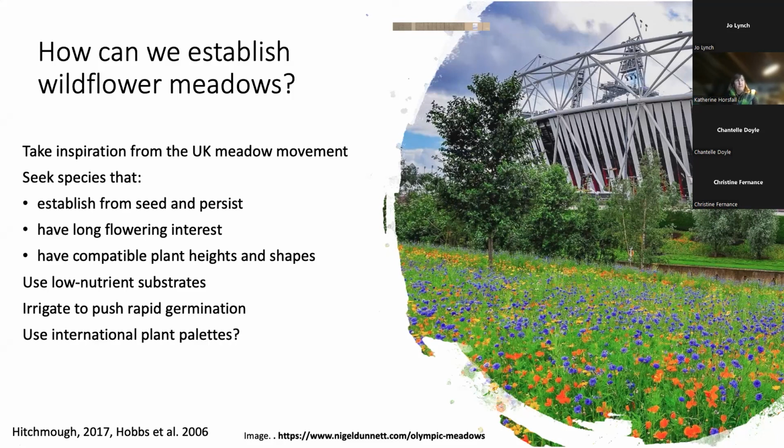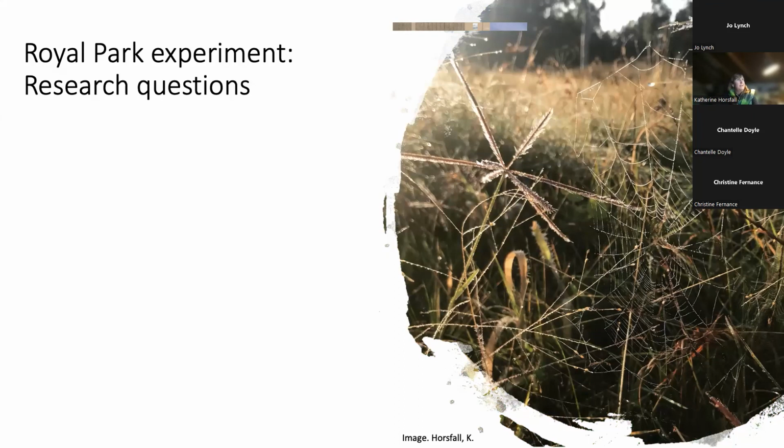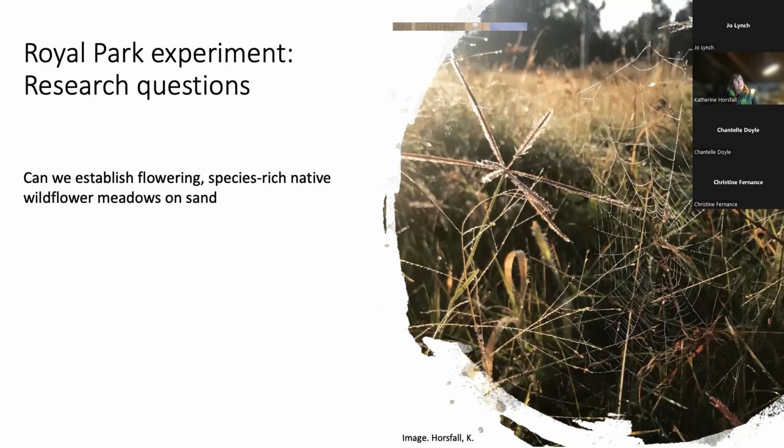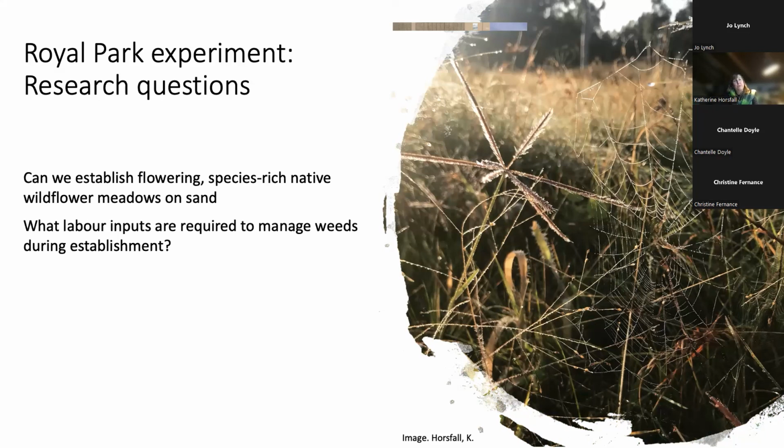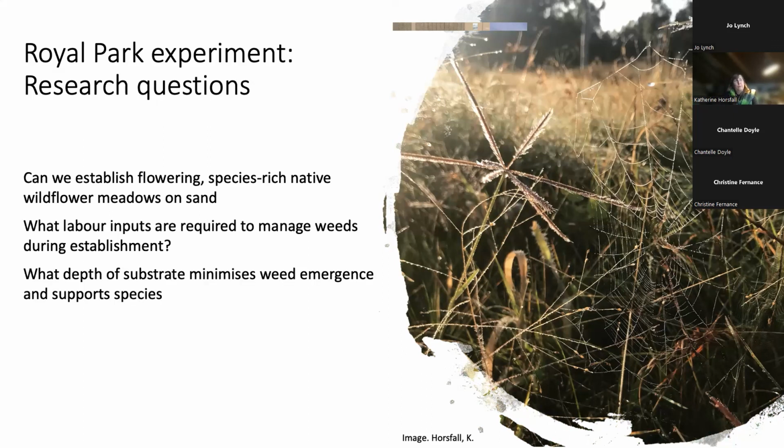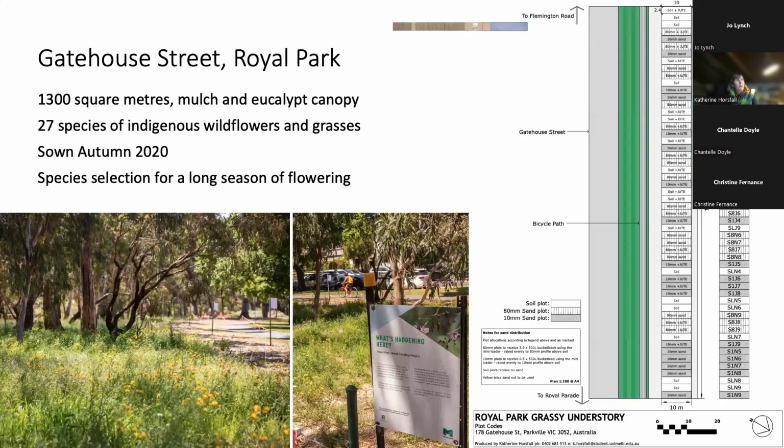So my idea is that instead of using international plant palettes, we use our Indigenous species to create a greater amount of these in our cities. So the Royal Park experiment asked a couple of questions. It sought to understand if we could use sand to support species-rich meadows. And importantly, we wanted to quantify the labour inputs for the first critical year of establishment, where we're seeking canopy closure and a more resilient plant community in terms of weed invasion. And so we were playing around with what depth of substrate would minimise weed emergence and support the species that we sowed. The experiment took place on a linear site underneath established eucalypts in an area that had formerly been mulched.